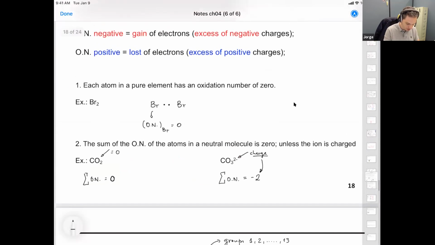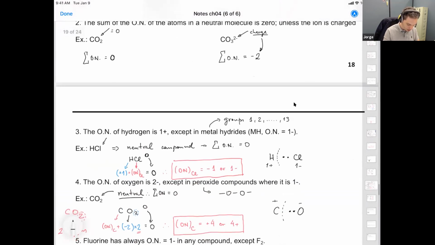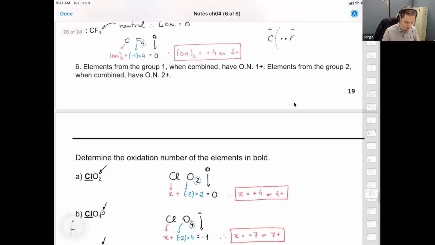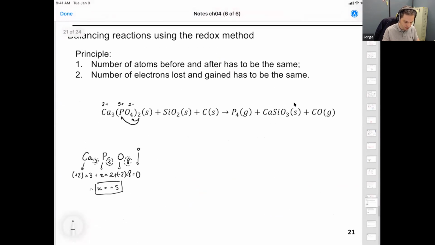Okay, so let's just refer back to the rules. Basically, between rules 3 and 6, that's where we are going to look for elements. So again, hydrogen is 1 plus, oxygen 2 minus, fluorine always 1 minus, group 1, 1 plus, and group 2, 2 plus. If the element is not within the rules, then we need to find it. Okay, that's how you will know what you need to find.